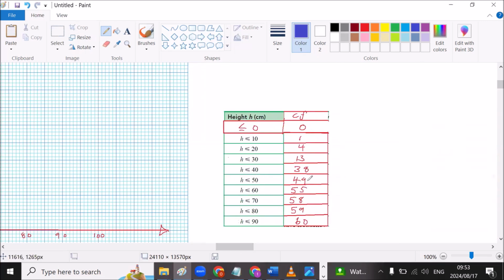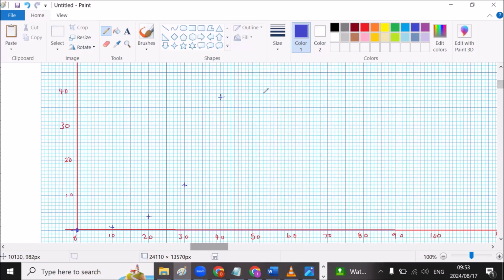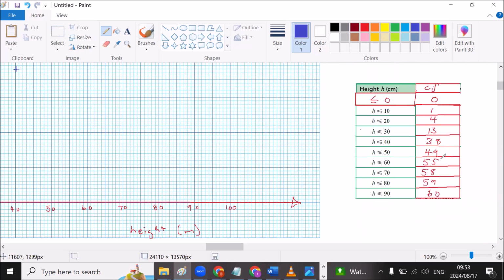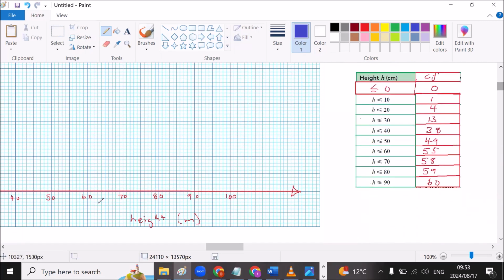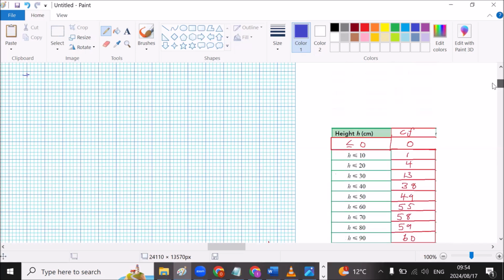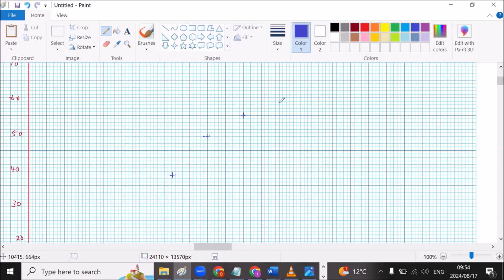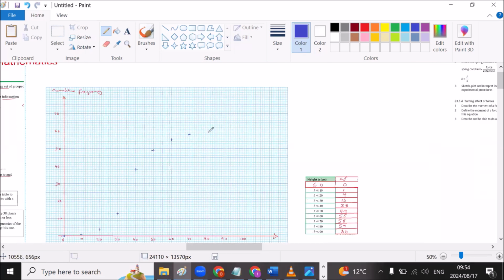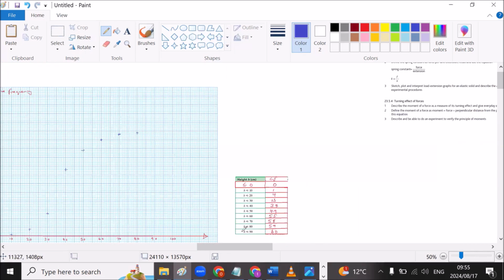Height up to 50, we have 49. 50 is here, 50 is here. Height 49, frequency. One small square before 50. Height up to 60, we have 55. So 60 there, 55 is here. Height less or equal to 70 is 58. 70 there, we go up to 58. Height before 80 is 59. 80, 59 there. Height less or equal to 90 is 60 here.